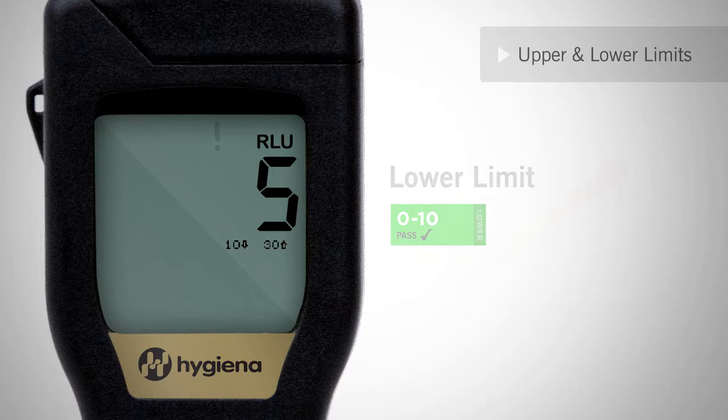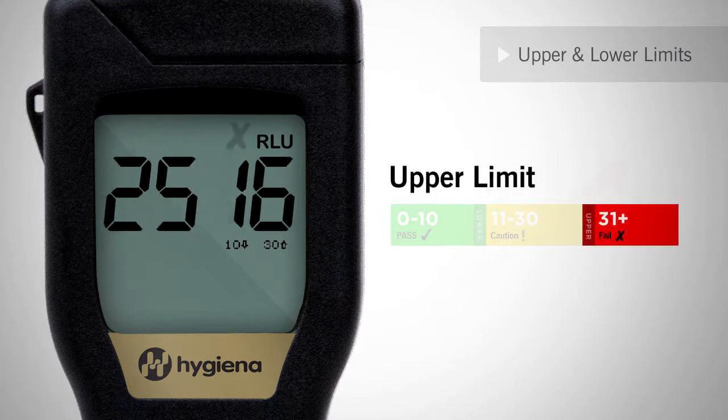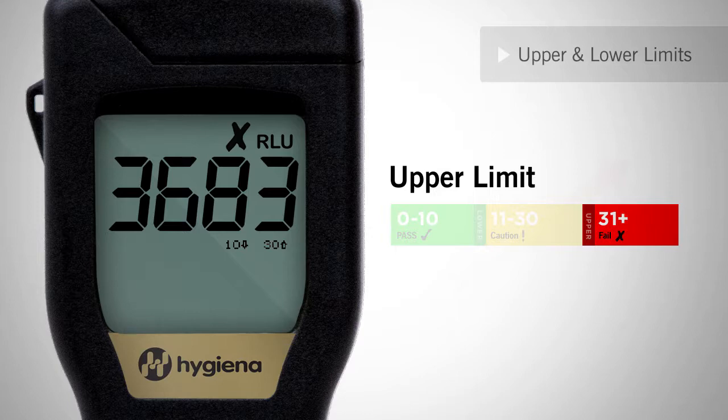A score in between the pass and fail threshold is a caution and will be indicated by an exclamation point. Depending on your internal protocol, the caution location should either be re-cleaned and retested until a pass result is achieved, or monitored for future problems. A score greater than the upper threshold is a fail and will be marked with an X on the screen. A fail result indicates the surface is dirty or contaminated. The failed location should be immediately re-cleaned and retested until a pass or caution result is achieved.